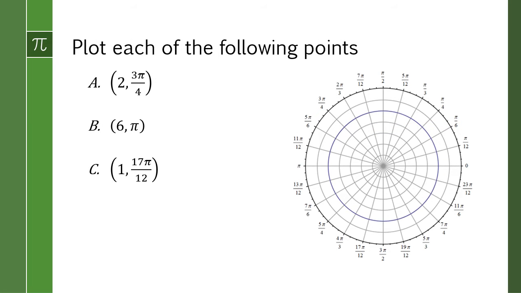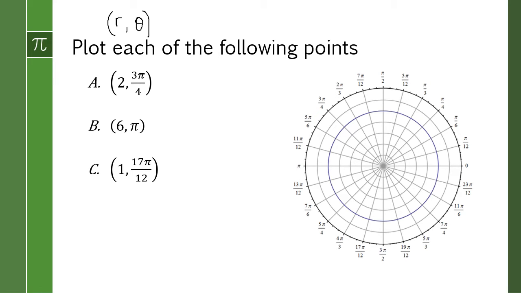So what does all this look like in practicality? We're going to start here with some very simple polar points. So when we're graphing each of these, you remember that the two parts of the coordinate system represent the radius and the angle, so r and theta. So this first one, I am given a radius of 2 and an angle of 3 pi over 4.